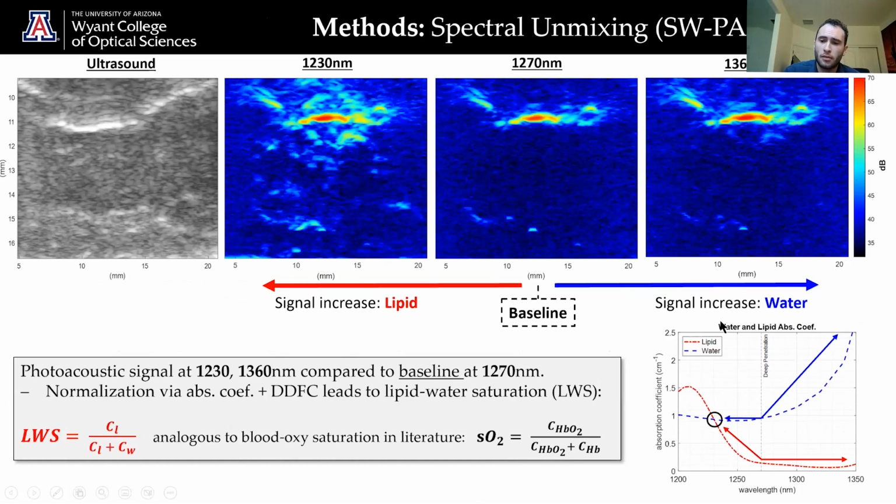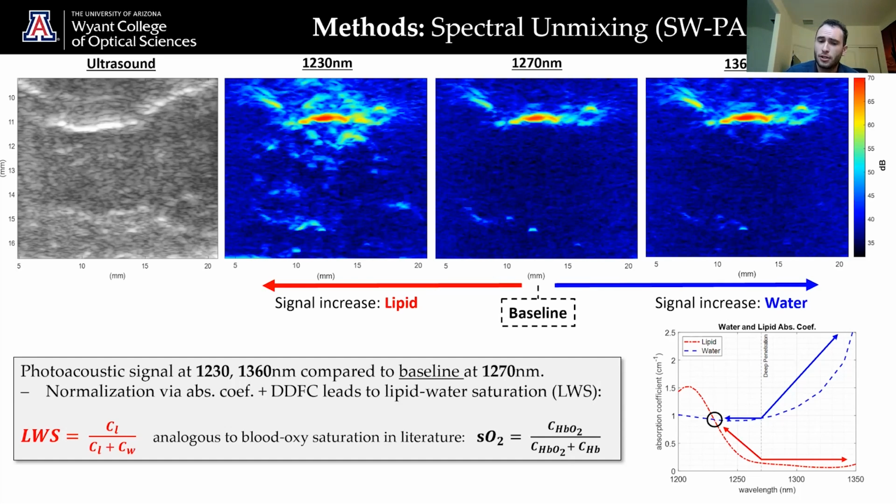You can see on the bottom right here with these absorption coefficients, if we start with a baseline image at 1270 and we compare that differentially to a baseline image at 1230, we would expect no increase in water signal contribution to the overall differential image. However, for lipid, we have a 9 or almost 10 times increase in signal. So if we take a differential image at 1270 and 1230, we expect most of the differences to be from lipid. And the same can be said on the other side.